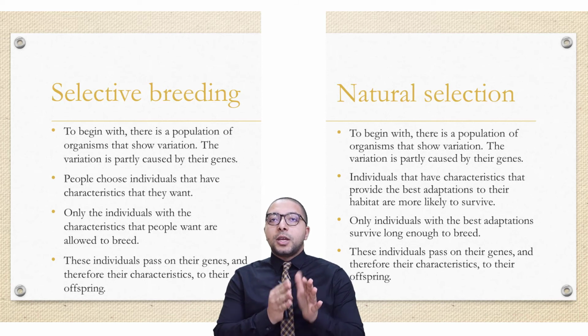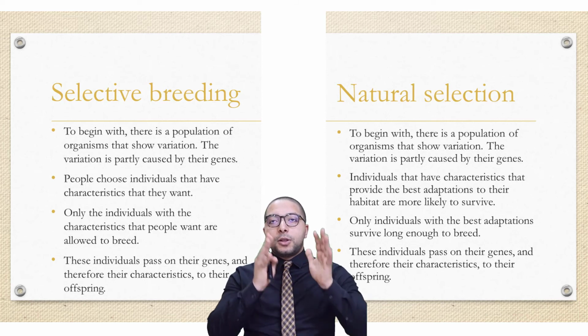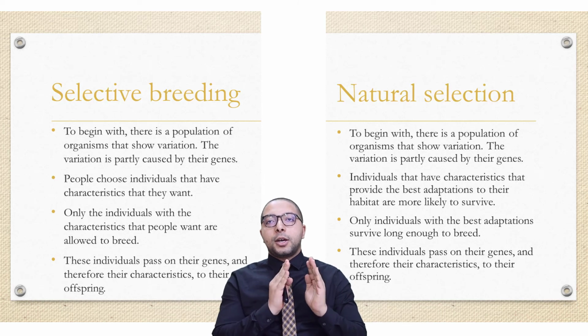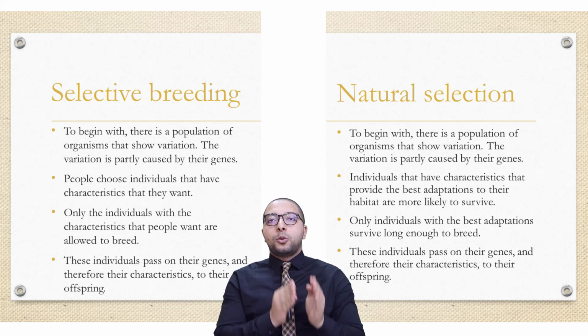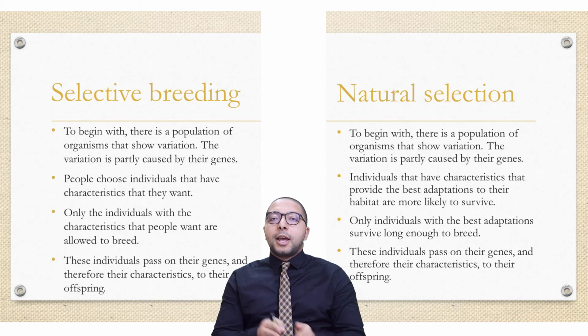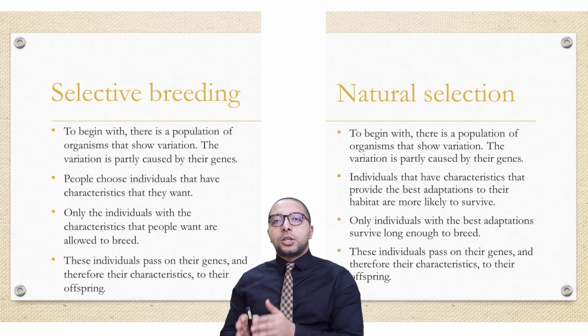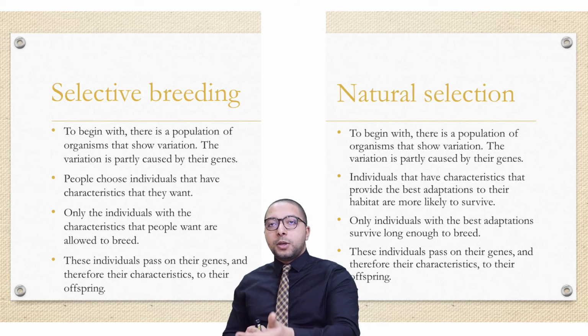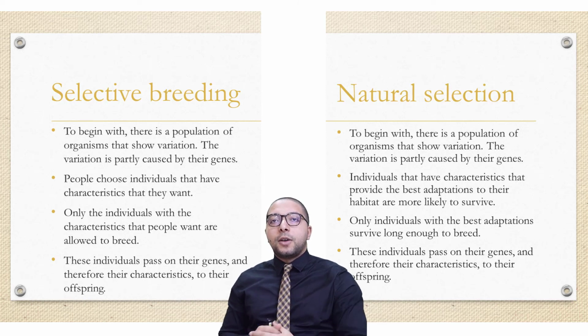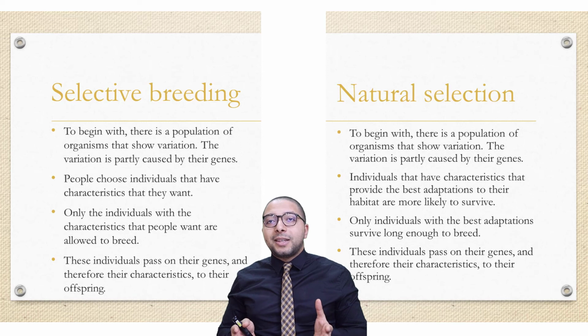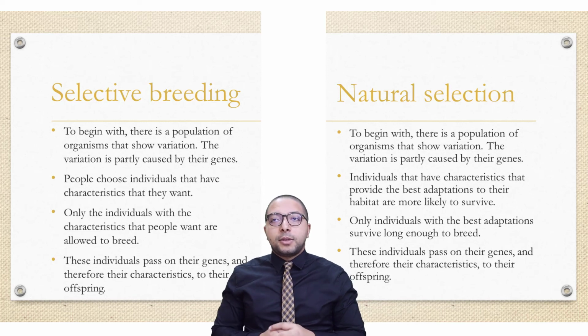So selective breeding is mainly about the humans. They are deciding which characteristic will be passed through which parent and which offspring. In natural selection, nature is deciding which feature should move on and survive in the habitat. It's based on the adaptation and surviving in the habitat.